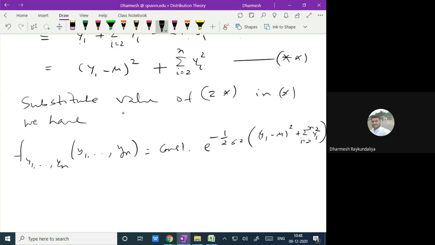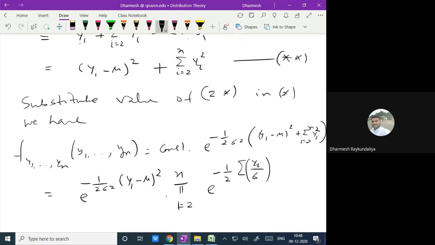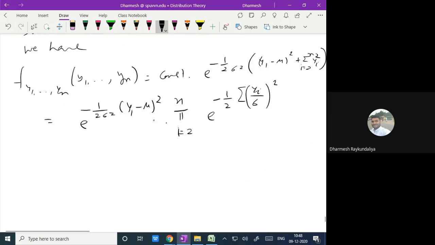Okay, that you can write. So it is nothing but e raised to minus 1 by 2 sigma square y1 minus mu square, into product of i running from 2 to n e raised to minus 1 by 2 yi upon sigma whole square. Because it is a summation in the power, the bases are the same, so you can take the product outside. Of course, the constant is outside. So this is the one, and this is the two.